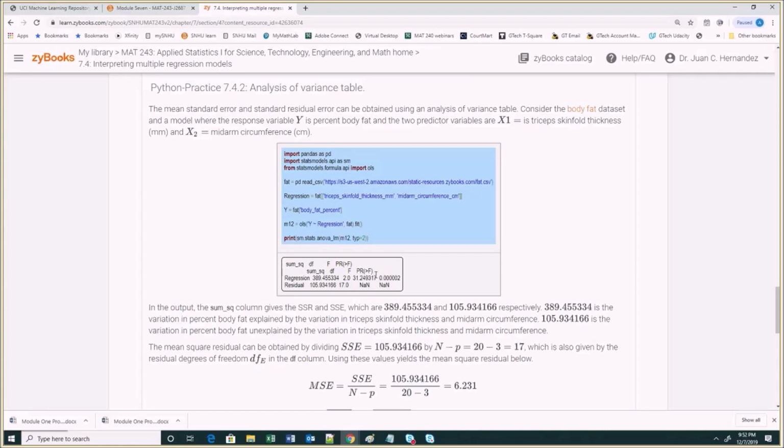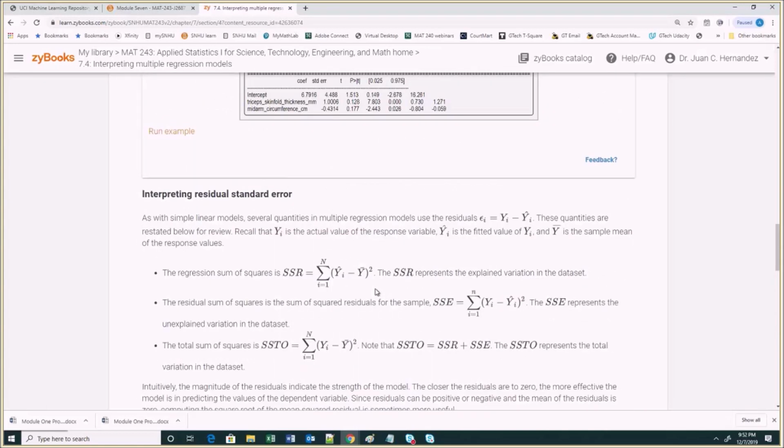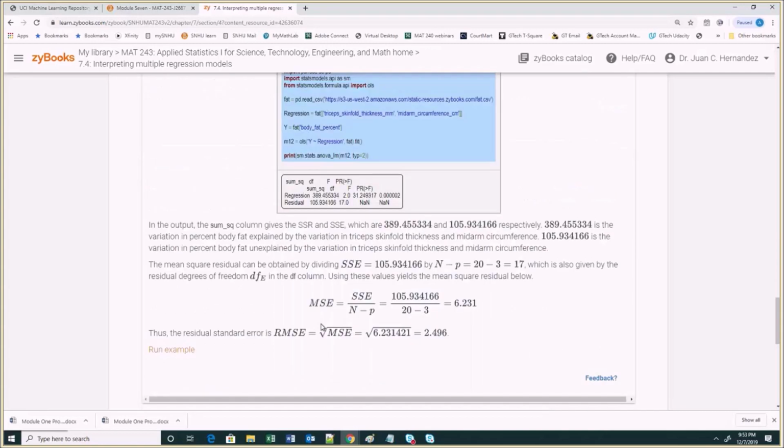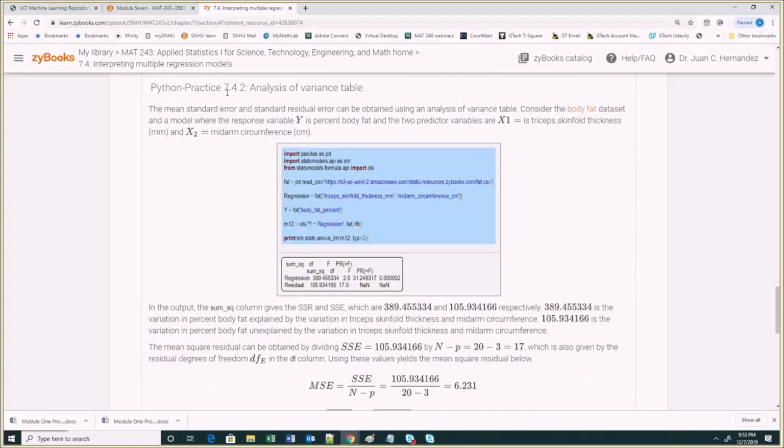And I encourage you to go through some of these definitions here, and then work through Python practice 7.4.2 to get to know the analysis of variance table a little bit more. You're not expected to know this for the project, but this is something that you should know as part of multiple regression modeling.